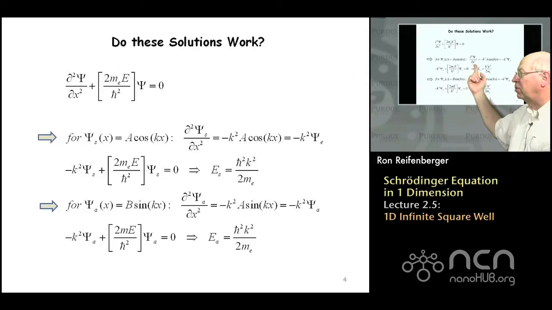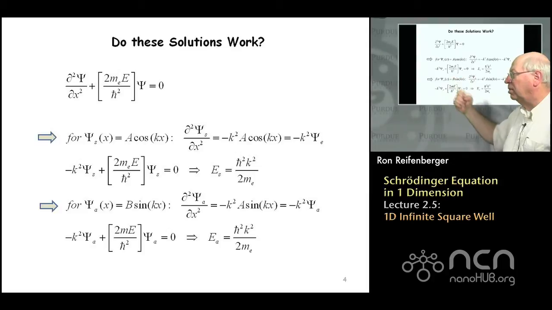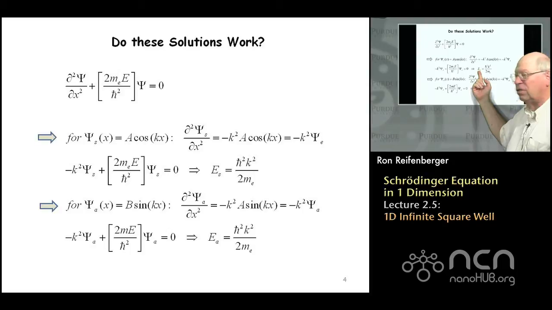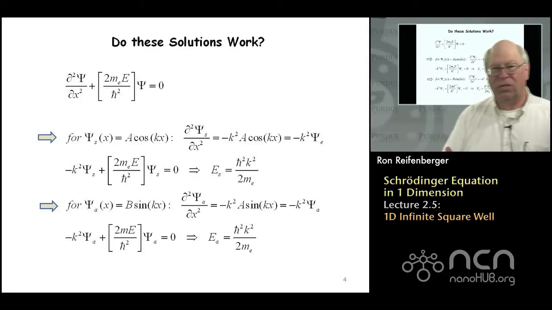You turn the differential equation into an algebraic equation, and then that algebraic equation allows you to solve for the energies of the symmetric solutions in terms of this wave vector k, which is embedded in the possible solution. So there's a connection between the allowed energy E and the allowed k value. And this is the case for the symmetric solutions. It turns out in this case, the anti-symmetric solutions have the exact same relationship between E and k.